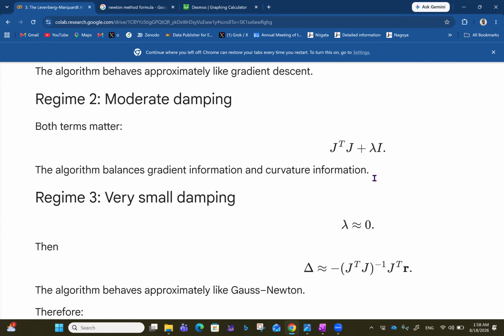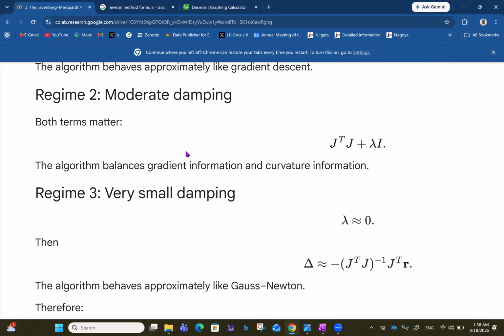Then regime 2, moderate damping. If the value of lambda is moderate, then both terms will matter. So the algorithm balances gradient information with curvature information.